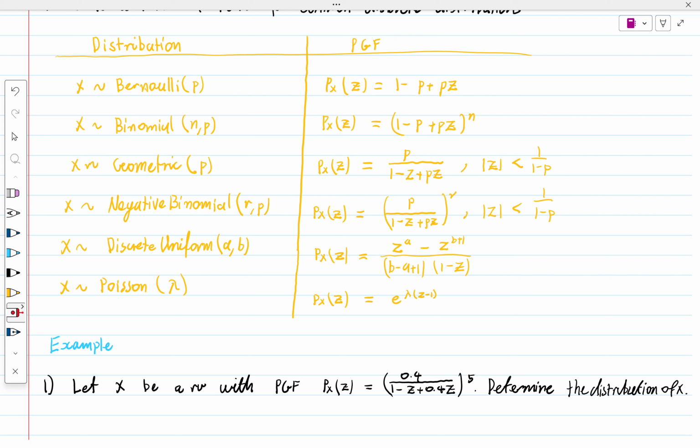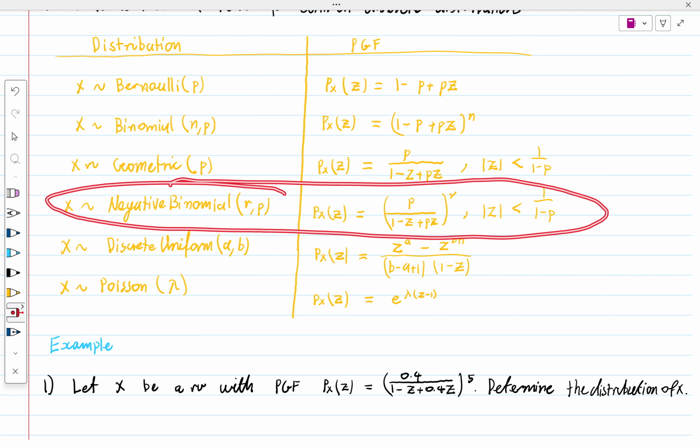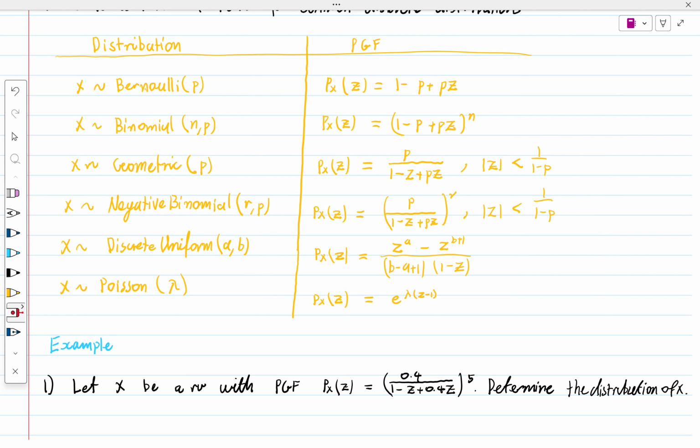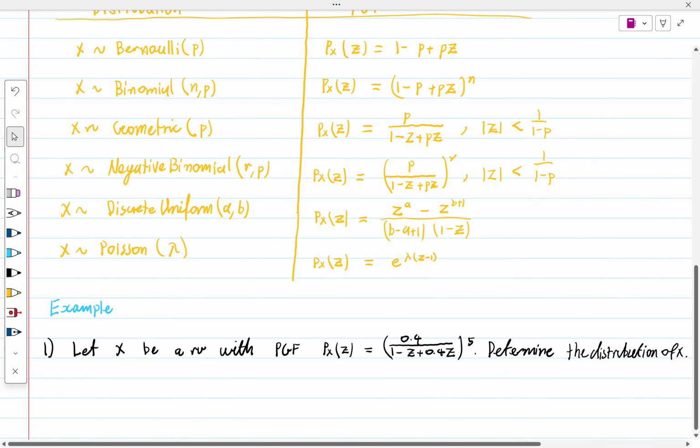And immediately, there are two things that I'm looking for here. I'm looking for a power on the outside, and I'm looking sort of for a fraction on the inside. And the one distribution that does specify those prerequisites is the following here, the negative binomial. We've got a power on the outside and a fraction on the inside of the generating function. It's probably going to be this one.